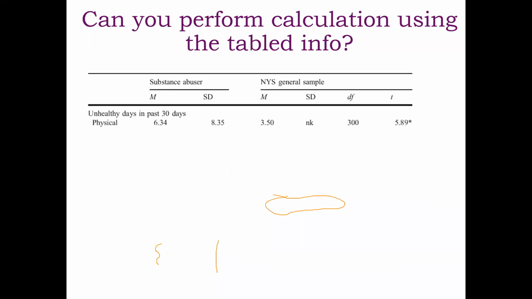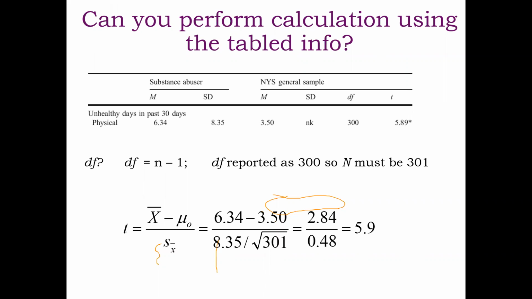Can you perform the calculations using the table below? Remember, degrees of freedom is n-1, so n must be 301. And if we plug everything in, we should get the same value. And as you can see, we do.